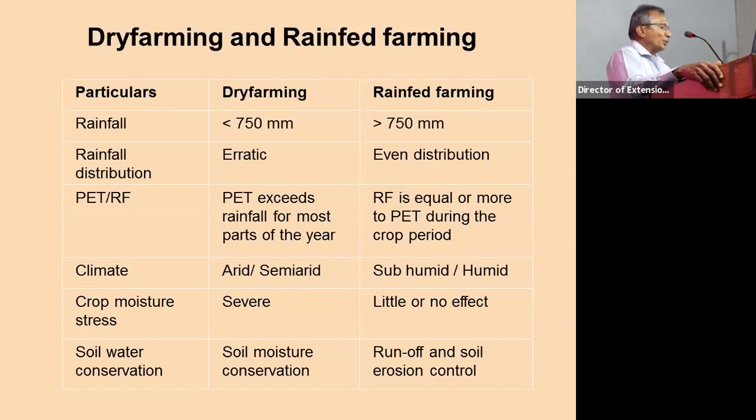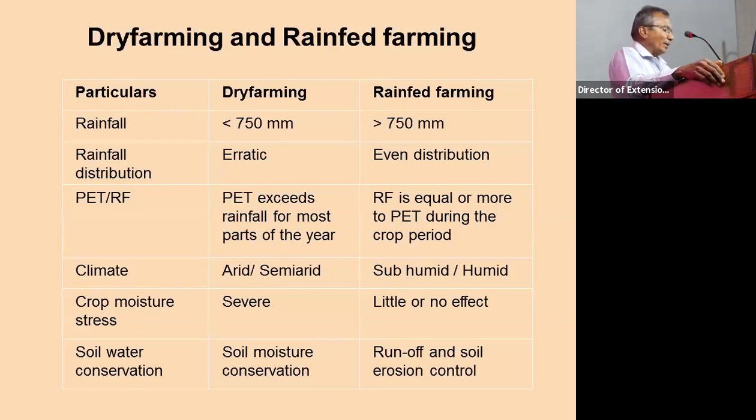Rainfall distribution is erratic in dry farming areas, while in rainfed conditions the distribution is somewhat even. The potential evaporation exceeds rainfall for most part of the year. Evaporation will be more than the rainfall received. So always the crop or soil is in a starved condition.